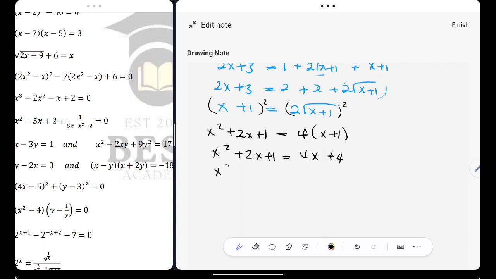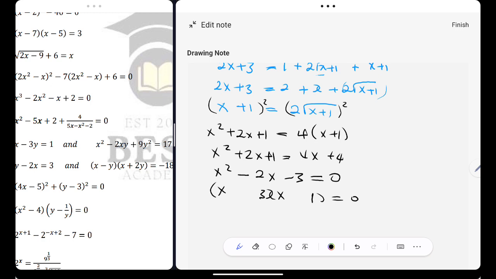This thing here is x squared minus, 2x minus 4x is negative 2x, and then I'll have 1 minus 4, which will give me negative 3. All this is equal to 0. Then I'll have x and x there. I'll have a 3 and a 1.